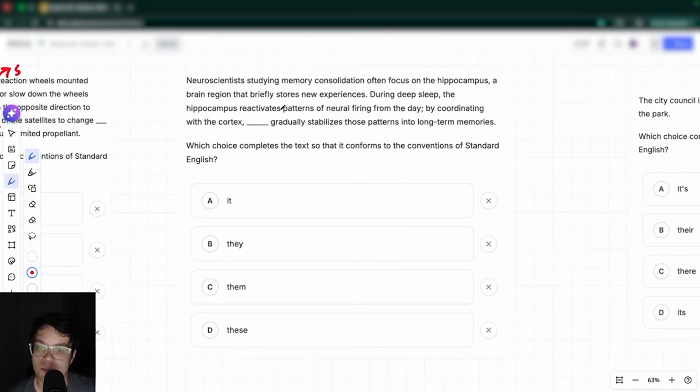During deep sleep, the hippocampus reactivates patterns of neural firing from the day by coordinating with the cortex. Blank gradually stabilizes the patterns. Okay, the antecedent here is hippocampus. That would be a singular thing. It is not feminine or masculine, and it is just the subjective thing, so this time it would be it for the answer. All of these would involve something that's plural rather than singular.